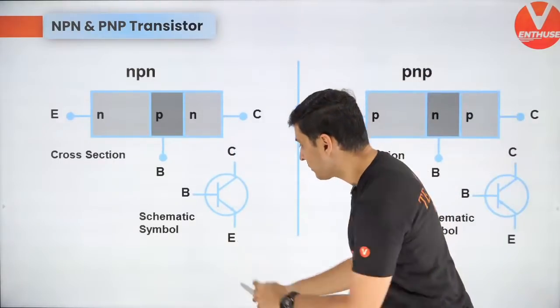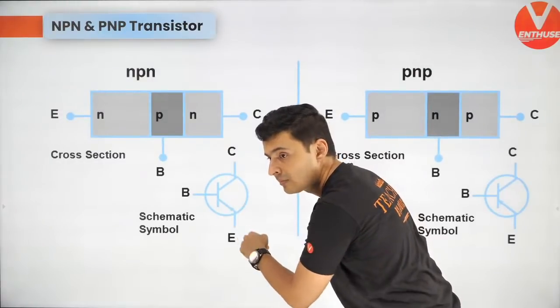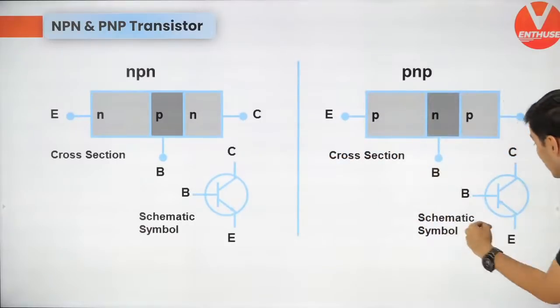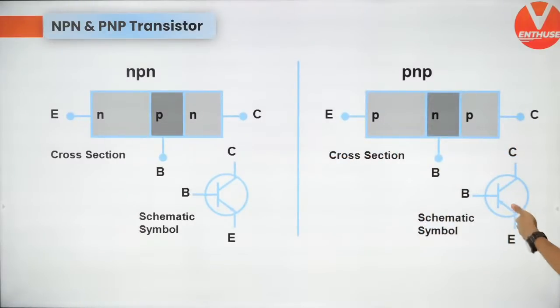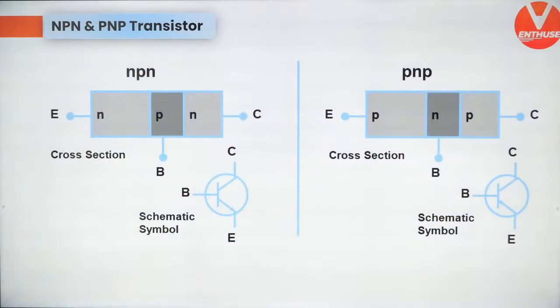If it is NPN, this arrow mark will be outwards towards the emitter. Keep this in mind. Similarly, if it is PNP, this arrow mark will be inwards at the emitter. Write this down. You have to write it 10-15 times so that you understand it.